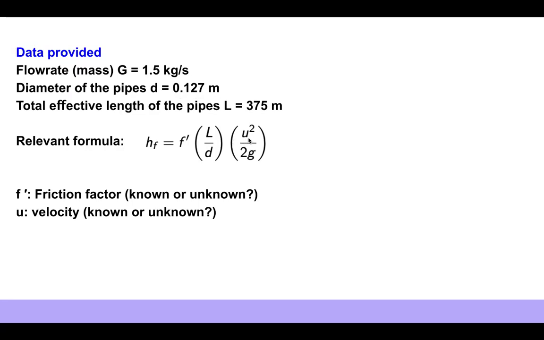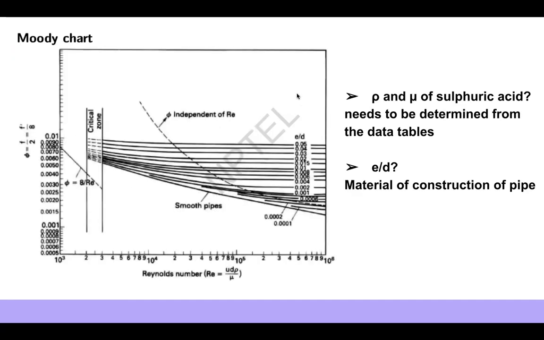Next is the velocity in the pipe. The velocity is not directly given to us, but we can find it from the flow rate. From the flow rate, we can find the velocity, and then it is divided by the acceleration due to gravity, where g is 9.81. So here the only unknown is the friction factor, and u has to be found from the mass flow rate. That is the first part of the question. We'll discuss that in detail when we solve it in MATLAB.